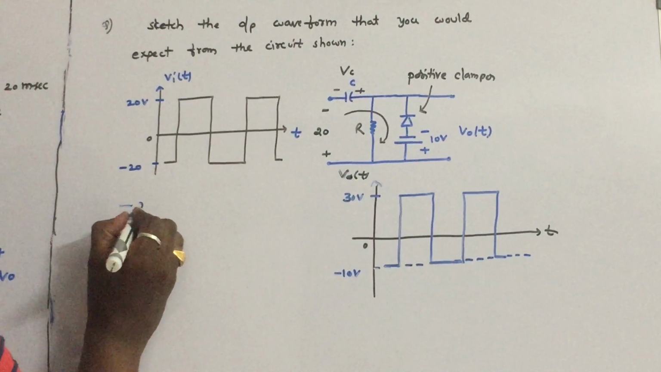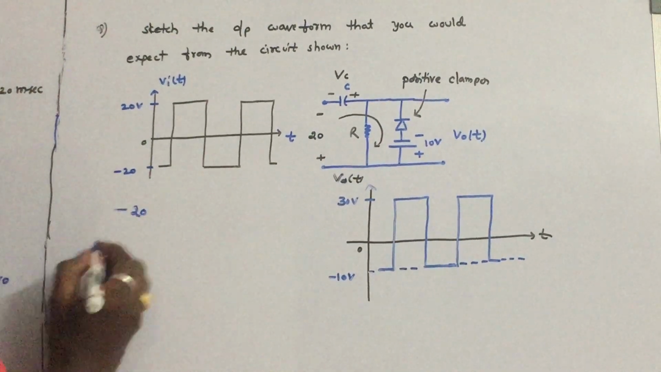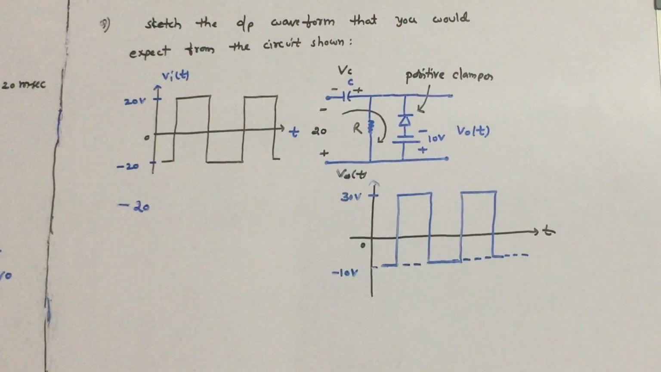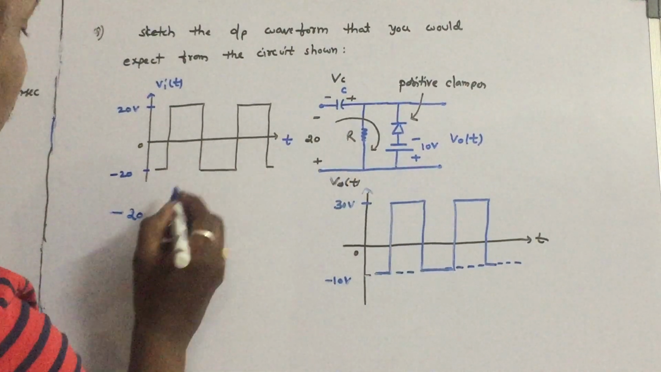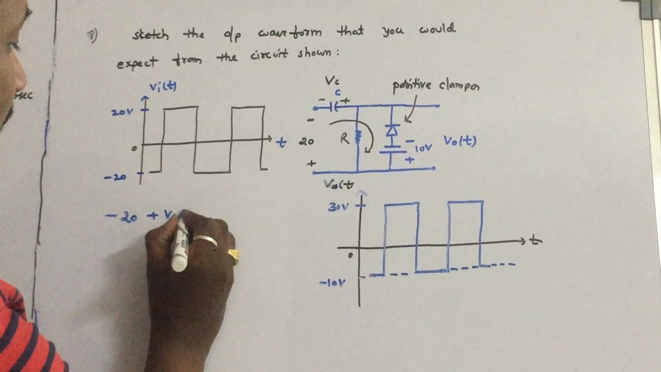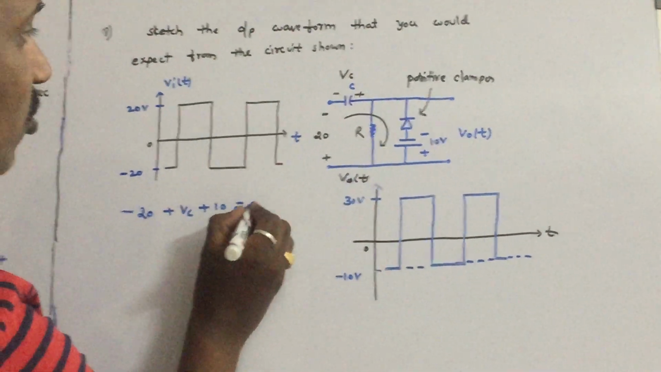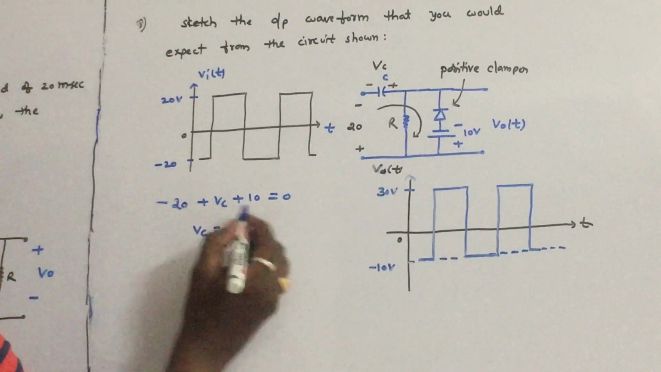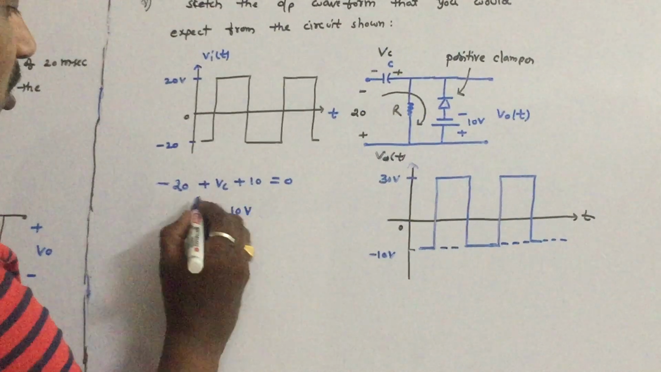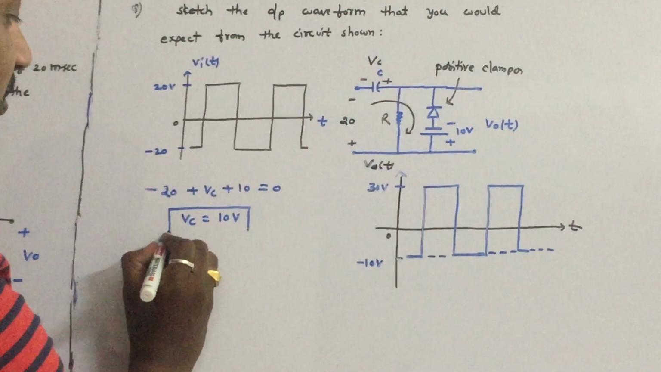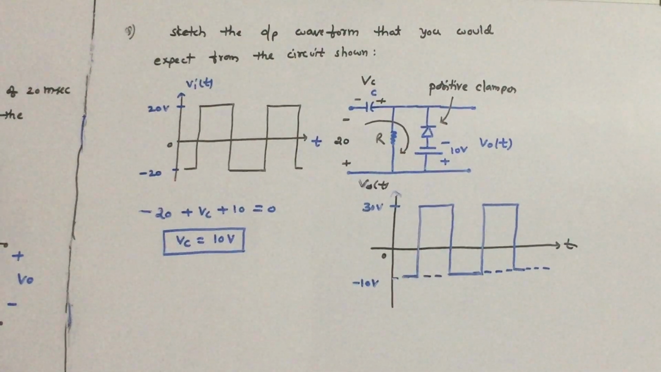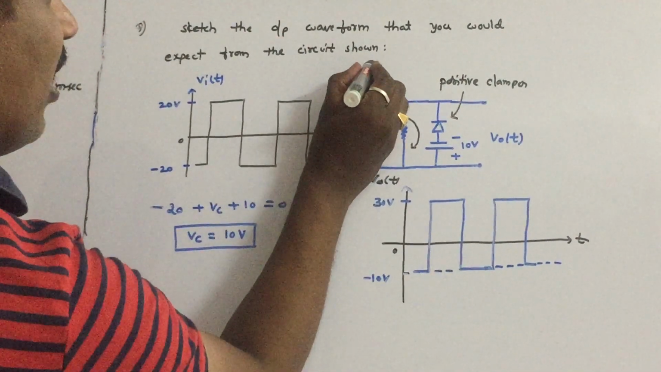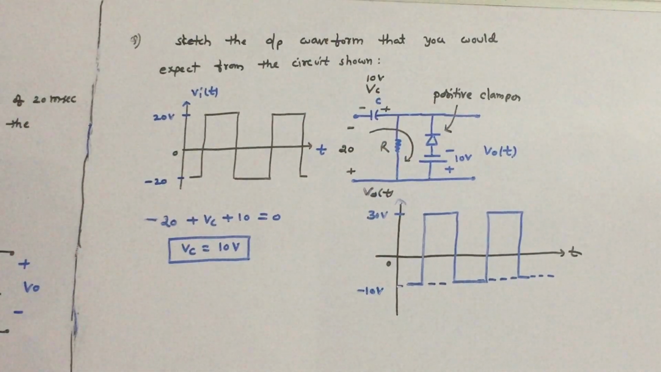Minus 20 plus Vc plus 10 is equal to 0. So what is the Vc value? The Vc value is equal to 10 volts. This is the first point you have to observe. Once you find out the Vc value, what is it? 10 volts with this polarity.